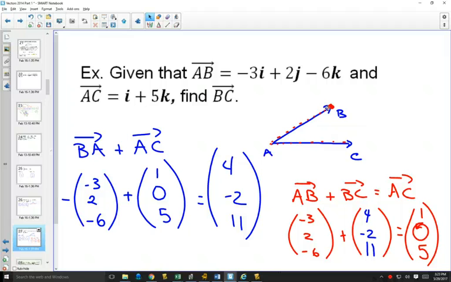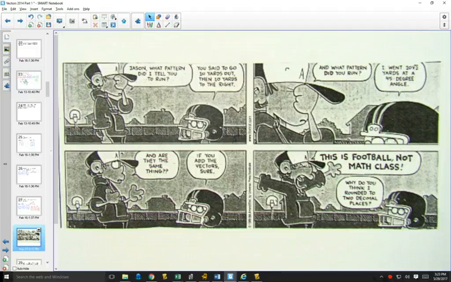And yeah, here is a joke for you. I don't know if you can see it. I'll read it. He's got his hand over his eyes. Jason, what pattern did I tell you to run? You said to go 10 yards out, then 10 yards to the right. And what pattern did you run? I went 10 root 2 yards at a 45-degree angle. And are they the same thing? If you add the vectors, sure. This is football, not math class. Why do you think I rounded to 2 decimal places?